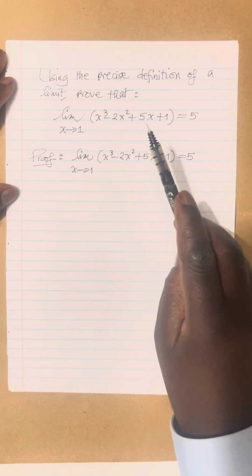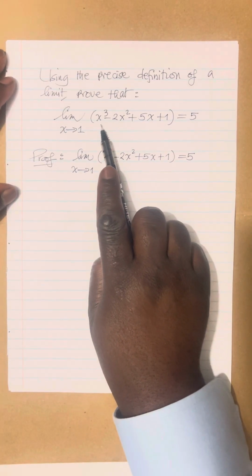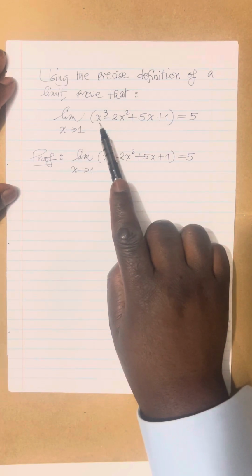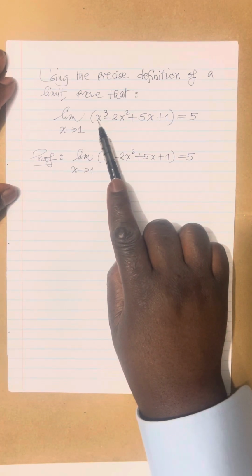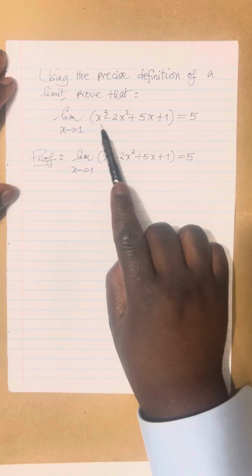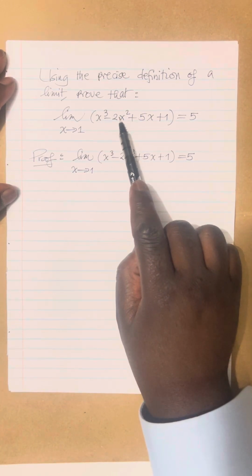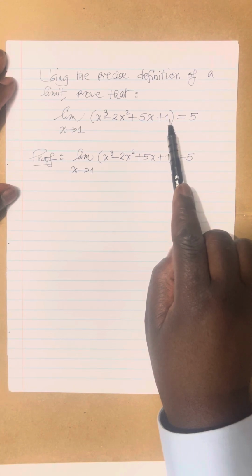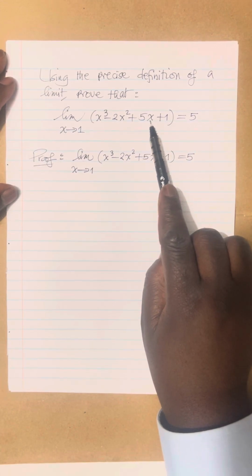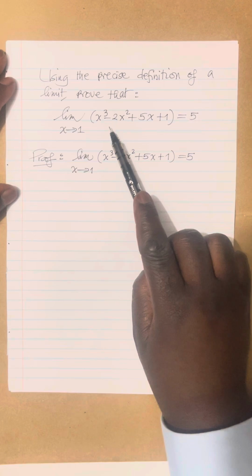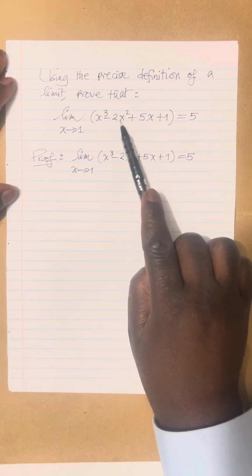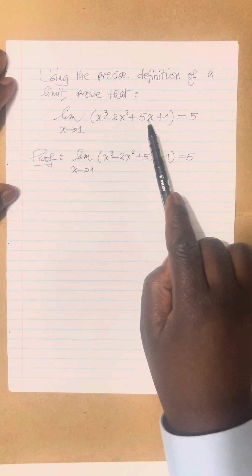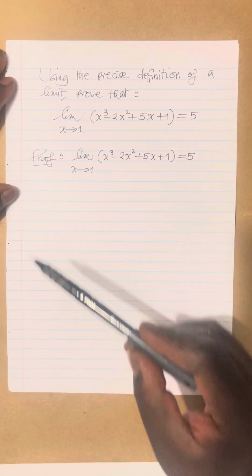Now I want you to substitute 1 into the place of x and see if this simplifies to 5. Let's try it. If you put 1 here, 1 cubed is 1. 1 squared is 1, so this will be minus 1, and minus 1 would cancel that 1. And if you put a 1 here, it will be 5. So the whole thing simplifies to 5. In other words, 1 minus 2 plus 5 plus 1. So 1 minus 2 is minus 1, plus 5 is 4, plus 1 is 5.